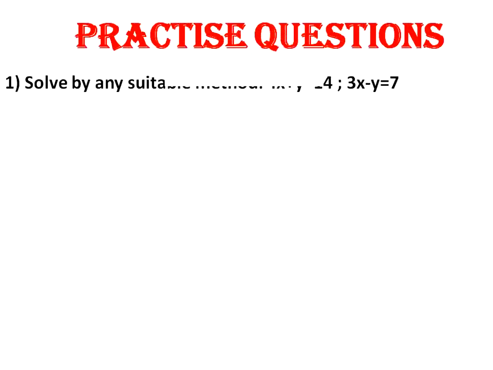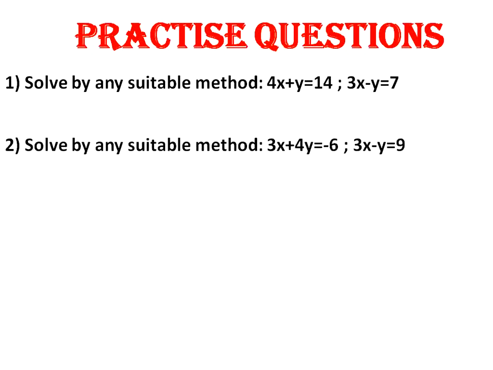So, practice question. Solve by any suitable method: 4x plus y is equal to 14 and 3x minus y is equal to 5. Here the coefficients of y are the same but with different sign. You have to proceed as I have done. Next, solve by any suitable method: 3x plus 4y is equal to minus 6, 3x minus y is equal to 9. Here the coefficients of x are the same and the sign is also the same. Therefore you have to subtract the first equation by the second equation, that is 1 minus 2.